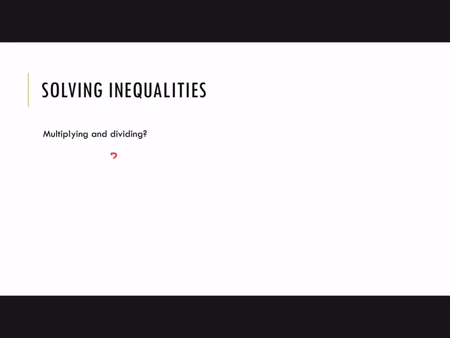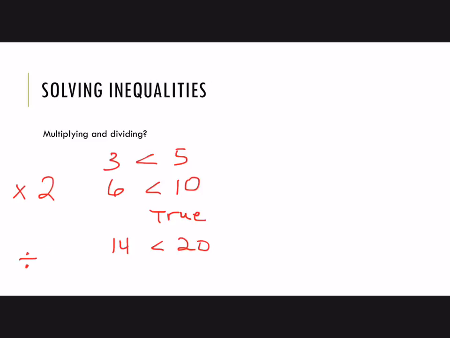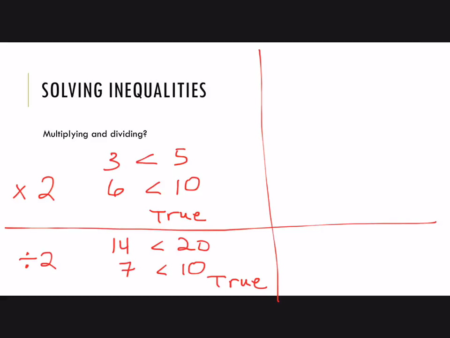Here's an inequality that we already know is true. We know that 3 is less than 5. If we try multiplying, maybe we do times 2, then we would get 6 is less than 10. Notice that that is true. What about dividing? What if we do 14 is less than 20, and I divide by 2. Then we would have 7 is less than 10, and that is a true statement. So at least in those two cases it seemed to work.